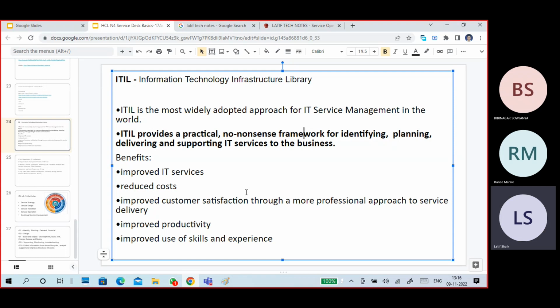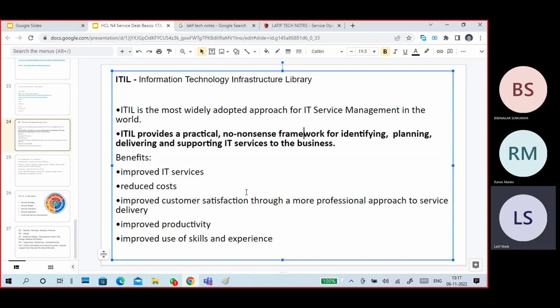improved customer satisfaction. We approach the customer with a good quality of services and you fulfill their requirement. Support through a professional approach to the service delivery. Support the customer when issues occur. So that improves customer satisfaction. Improve productivity, of course, demand increases. You can go and purchase these services. That is the best service you will get.